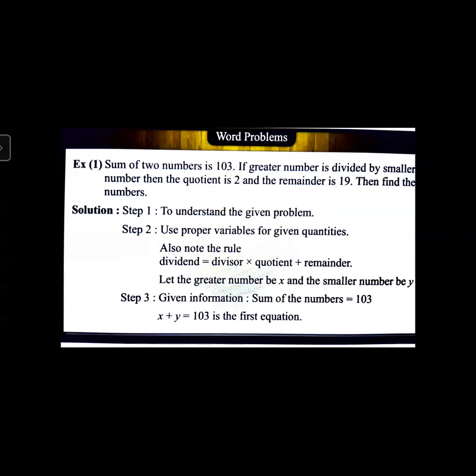So given information, sum of the numbers is 103. So our first equation is x plus y equal to 103. As per first condition given in the question, we have found one equation, x plus y equal to 103. As per second condition, by dividing greater number by smaller number, quotient is 2, the remainder is 19. You have to use this rule and substitute the values in this.